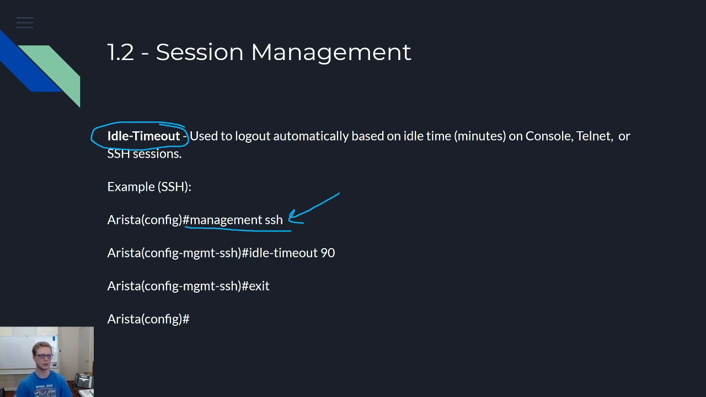And then, virtual terminal line 0 through 15 and all this. This is so simple. Management, it's the management plane. We're running SSH. Our SSH settings are, we want an idle timeout of 90 minutes. Now that's pretty crazy right there. In a production environment, you'd usually want something closer to 5 to 10 minutes.